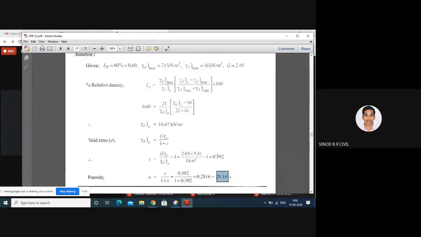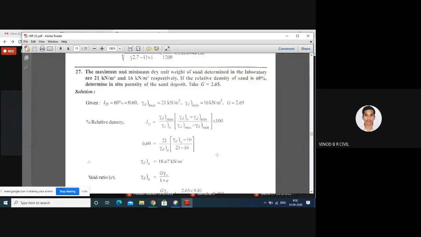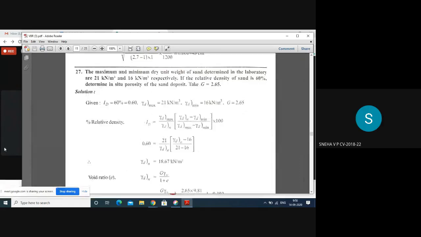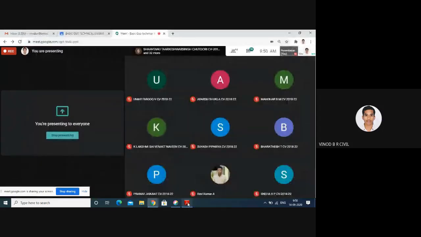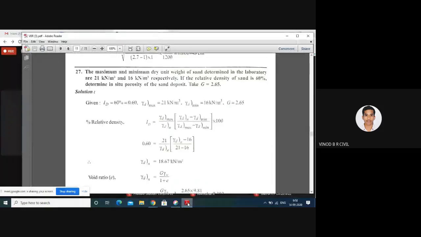Any doubts with respect to this problem, students? Any doubts? With respect to this problem, any doubts? You can expect this problem in the examination, 5 to 6 marks.